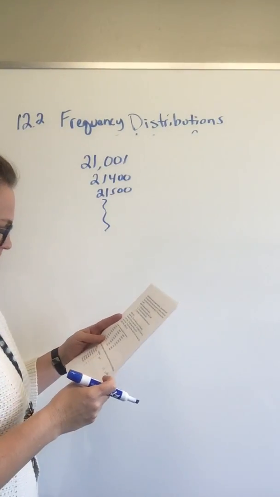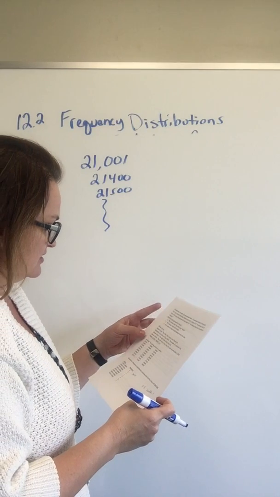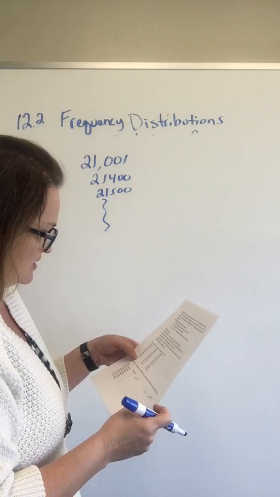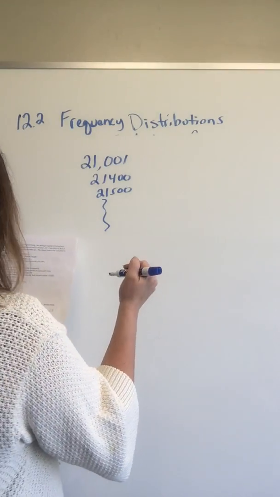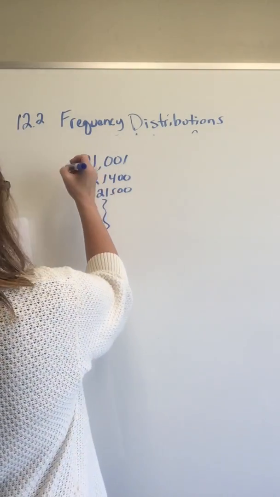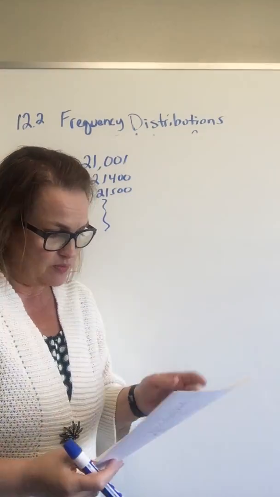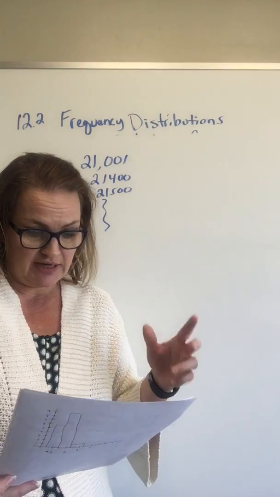So how many of those did I say I did? I don't know if I listed out. 1, 2, 3, 4, 5, 6, 7, 8, 9 times 3, 27. Maybe I did say that. We've got 27 teacher salaries. That would be the total amount of data we have. And we're going to chunk that up into classes.